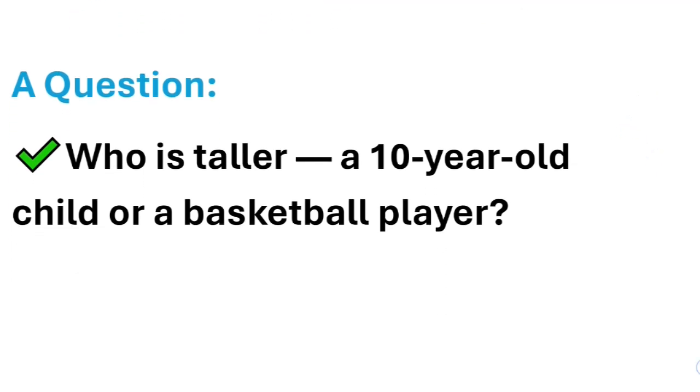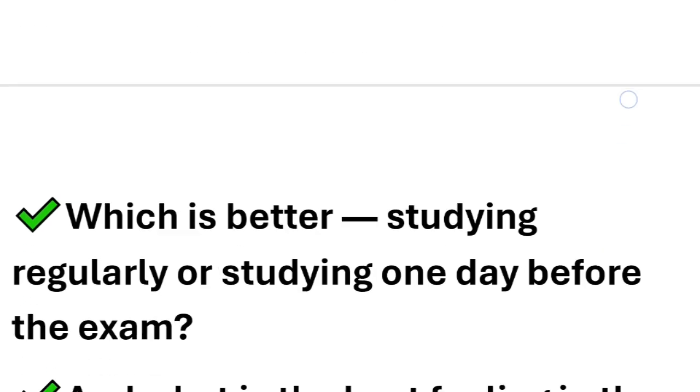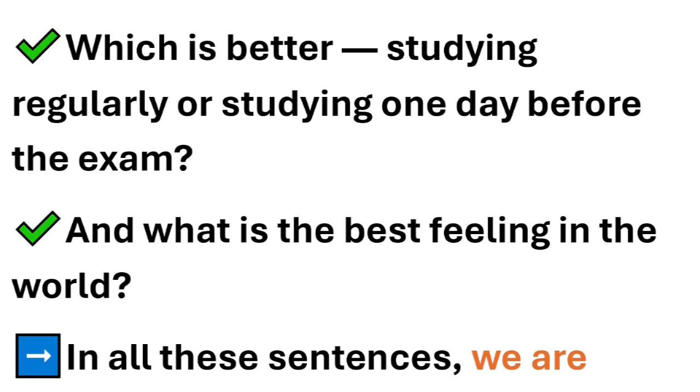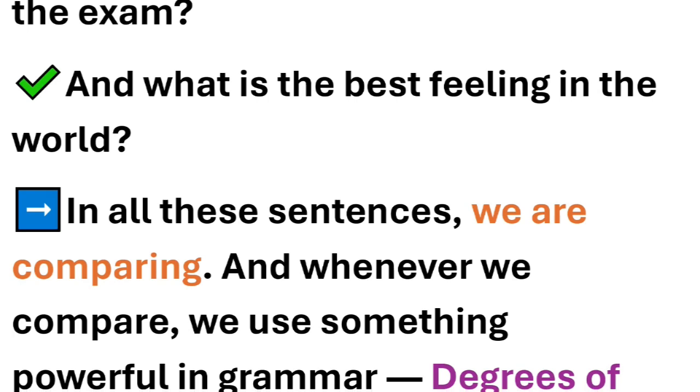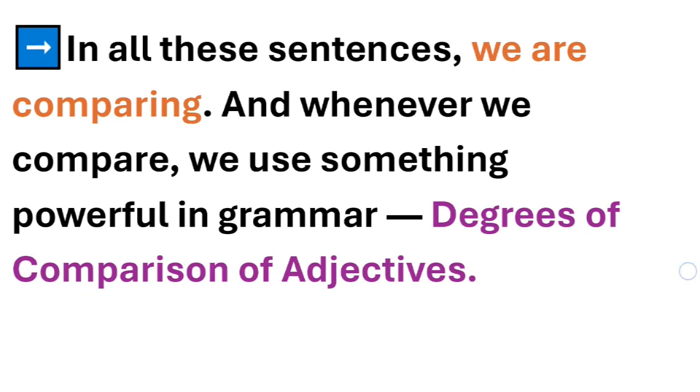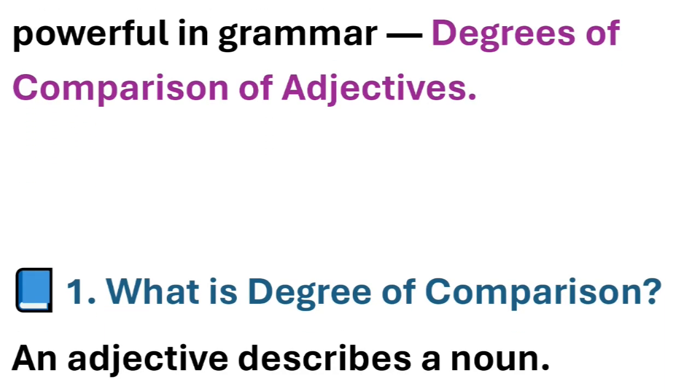Now I've brought a question for you. Listen to this carefully. Who is taller? If you talk about a 10-year-old child or a basketball player, who will be taller? Again, next question. Which is better? Studying regularly or studying one day before the exam arrives? And what is the best feeling in the world? These are the questions. In all these sentences, what are we doing? We are comparing. And whenever we compare, we use something powerful in grammar, and that is called degrees of comparison of adjectives. This is the same thing that we're going to discuss in today's video.